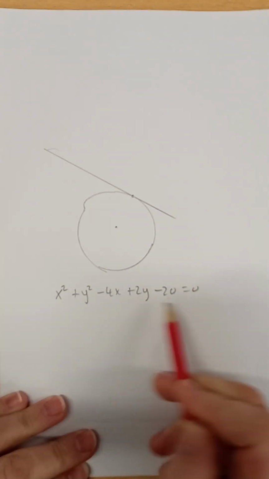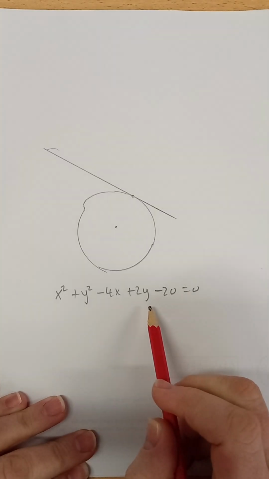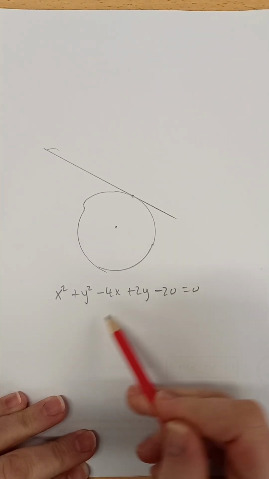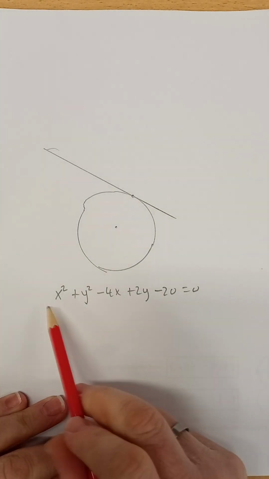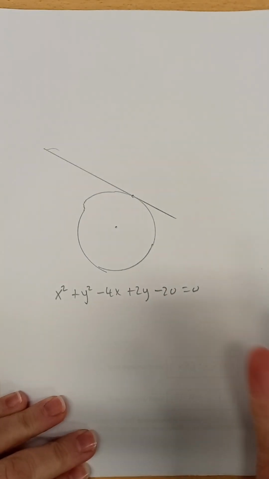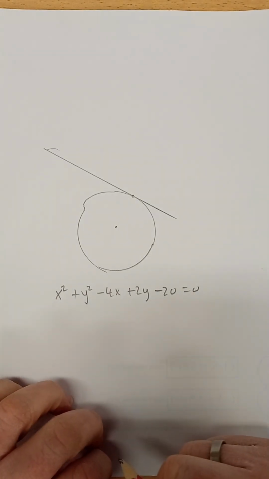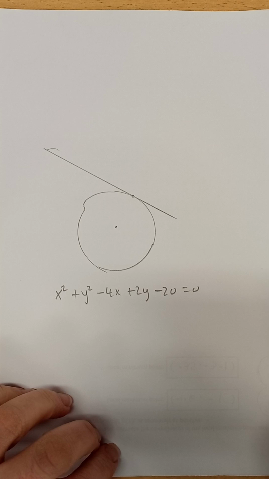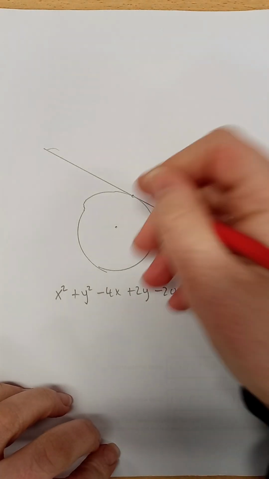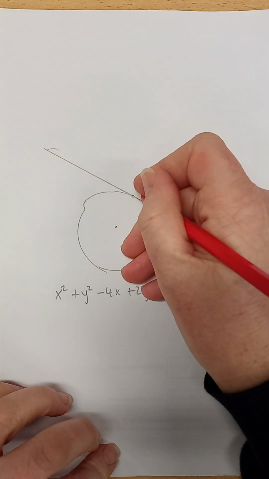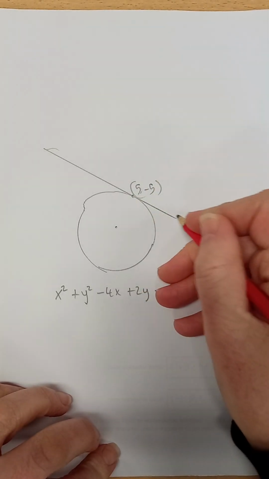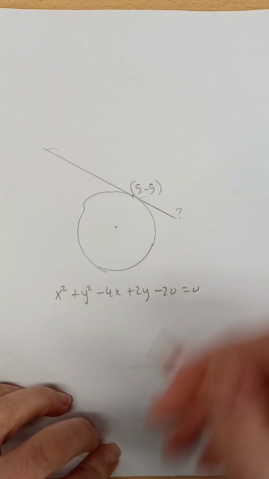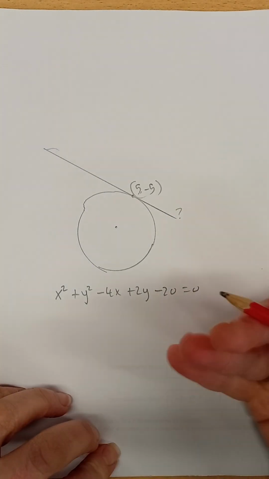Now you can see it's in an expanded general form, okay? So it could be an (x minus h) squared plus (y minus k) squared is equal to r squared form, or it could be just a simple circle as x squared plus y squared is equal to r squared, but in this case it's the expanded form, okay? So I'm going to give you a point here, and I want to find the equation of this tangent. So let's think about it for a second.